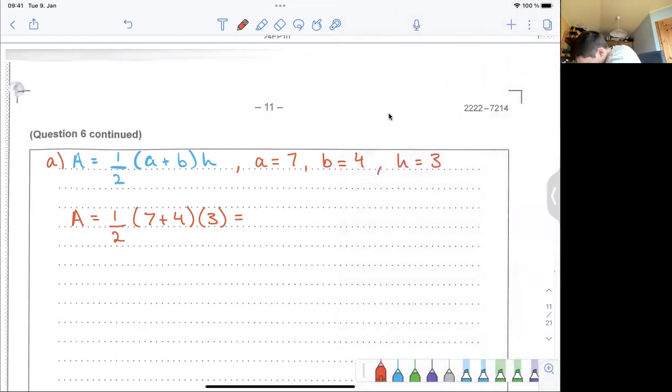Now, I'd always recommend writing units squared on the end here if you're not given a specific unit, just to show the marker that you realize that it's an area. All right. Okay, let's move on to part B.